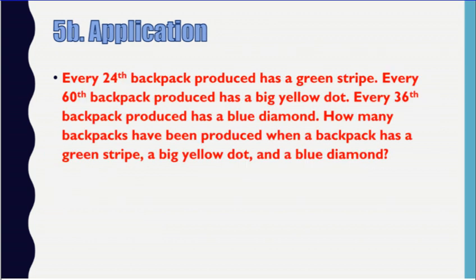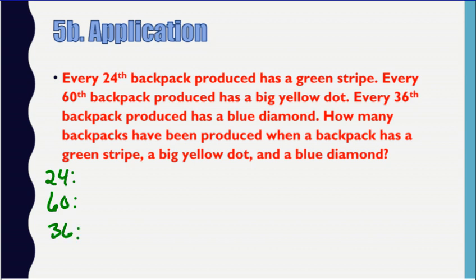And our last one, every 24th backpack produced has a green stripe. Every 60th backpack produced has a big yellow dot. Every 36th backpack produced has a blue diamond. How many backpacks have been produced when a backpack has a green stripe, big yellow dot, and a blue diamond? Again, I just need to find the least common multiple of 24, 60, and 36.